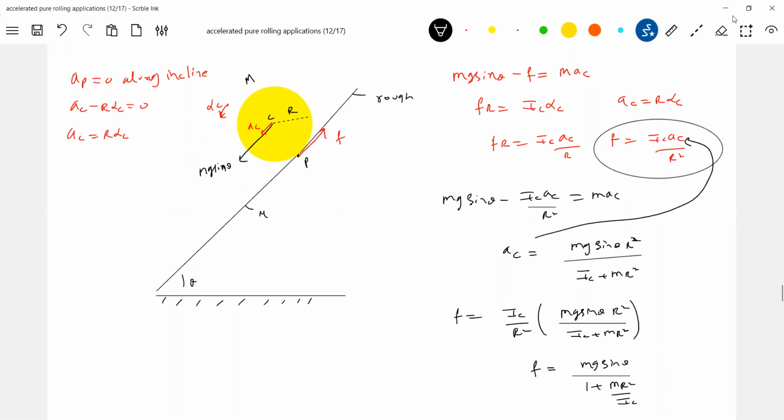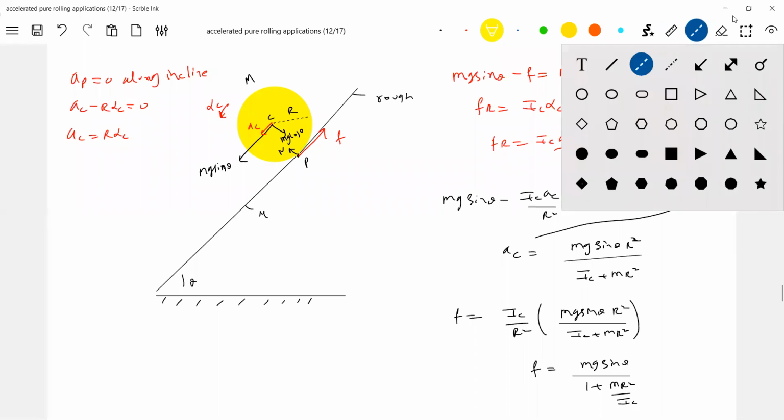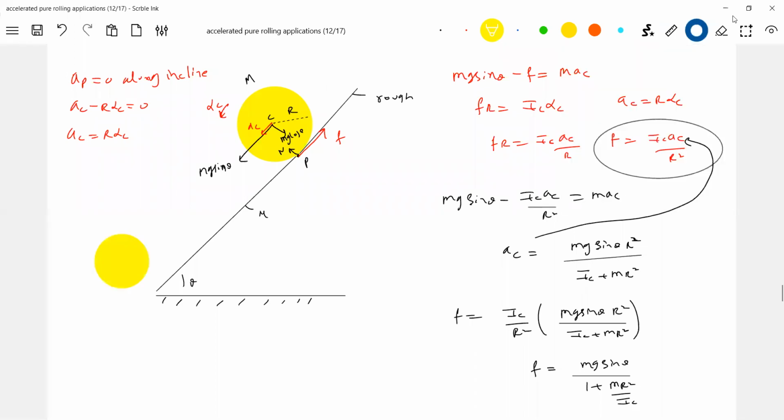What are the other forces acting? Mg cos theta, and normal contact. Yes, they will be acting. Don't think that they should not act here. They will act as usual. Then what is my next question? What is the velocity of that rigid body when it reaches the bottom of the incline? When it reaches here, what is the velocity of that?